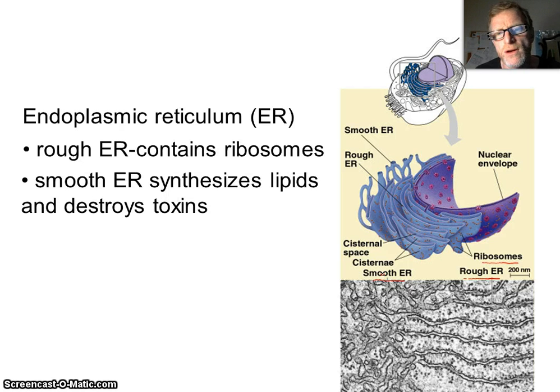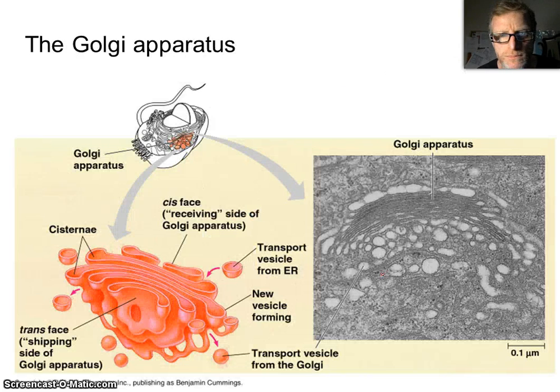So the rough ER basically contains ribosomes. Smooth ER contains other important enzymes, such as enzymes that synthesize lipids and also enzymes that destroy toxins. So again, in your liver cells, for example, a lot of toxin-destroying enzymes are found on your smooth endoplasmic reticulum.